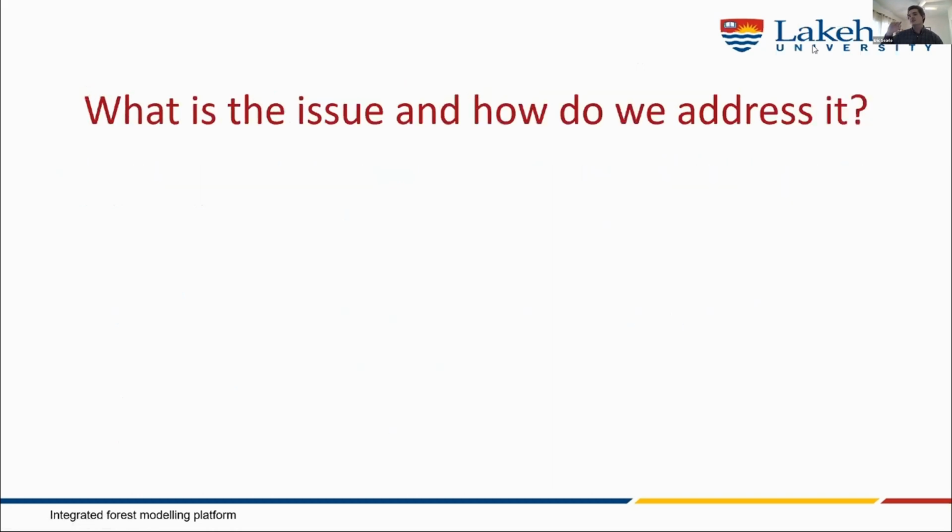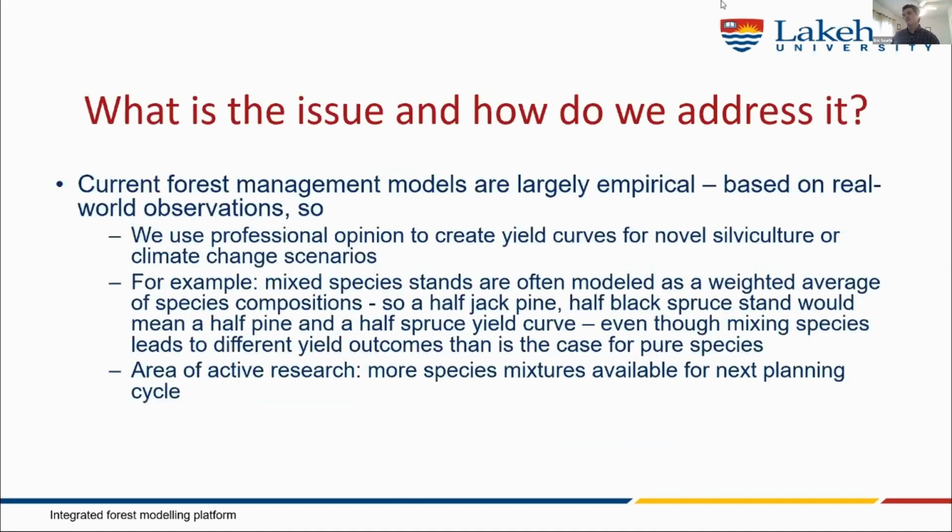So I want to get a little bit deeper into what the issue is facing current forest management models. Current forest management models are largely empirical, which means they're based on real world observations, which is great. They're very robust to the conditions that we've already seen, but it means that we use professional opinion to create yield curves, or in this case, estimates of what a stand might become in the future, to address situations like novel silviculture or, more pressingly, climate change.